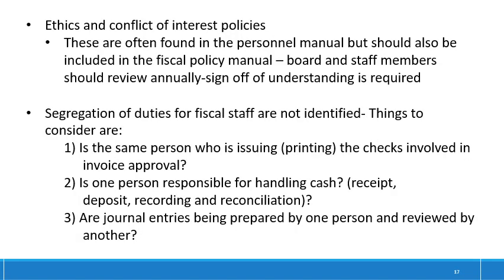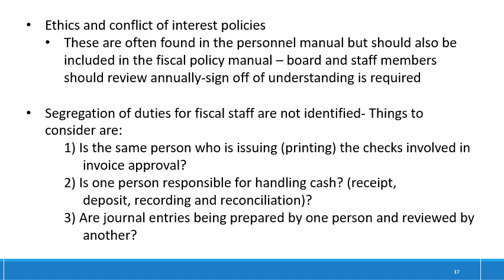One area that we review is the ethics and conflict of interest policies. We find that these are typically found in the personnel manual or maybe in the board of directors records, but these policies should be included in your fiscal policy manual. We would also like to remind you that these policies should be reviewed and signed off on annually by all governing board members and employees.